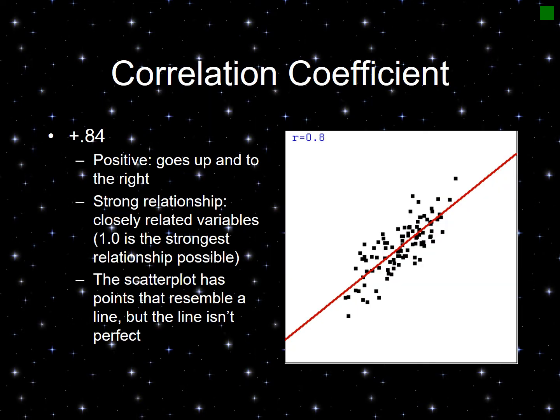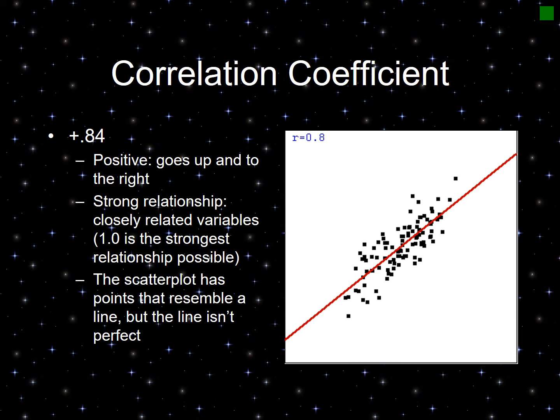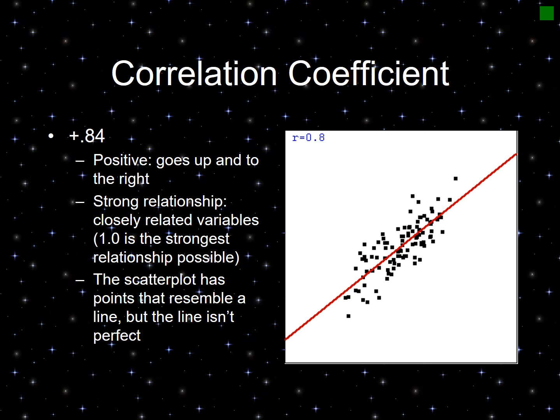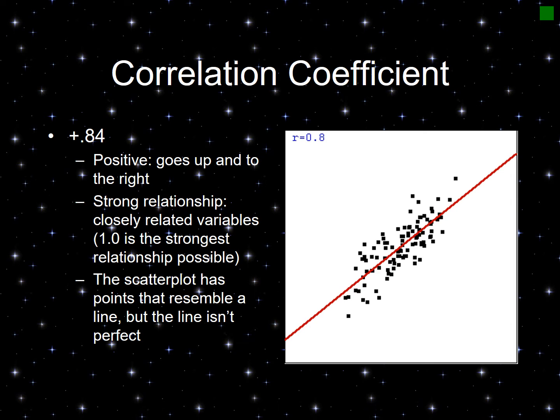So here's another example. This is kind of like number 2 from a couple slides ago. It goes up to the right, as you see, so we know it's a positive correlation. We see the number here is 0.84. This is the correlation coefficient, this number I just circled.